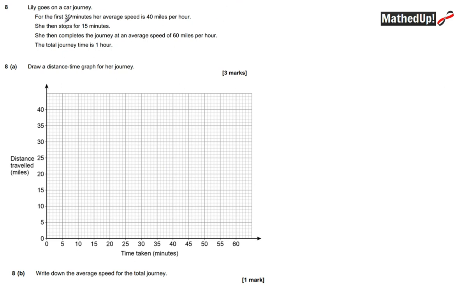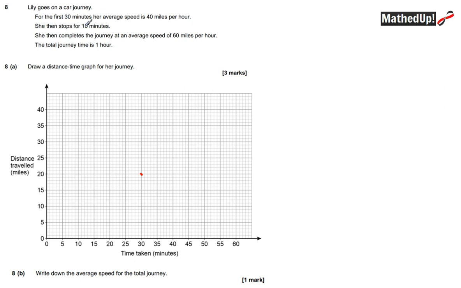Okay, so for the first 30 minutes, her average speed is 40 miles per hour. So if she's traveling at 40 miles per hour for 30 minutes, or half an hour, it must be 20 miles that she's traveled. So it's 40 miles per 60 minutes, so in 30 minutes she's going to have traveled half as much, so it's going to be 20 miles. So if we mark a point over here, she's going to start from there, and after 30 minutes she will have travelled 20 miles.